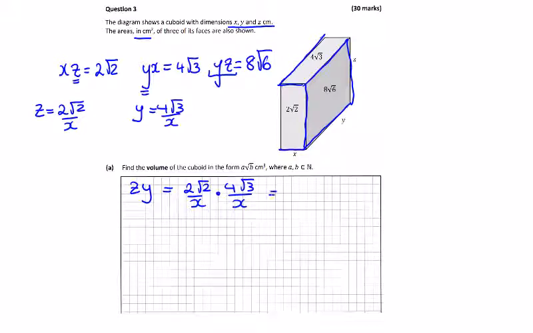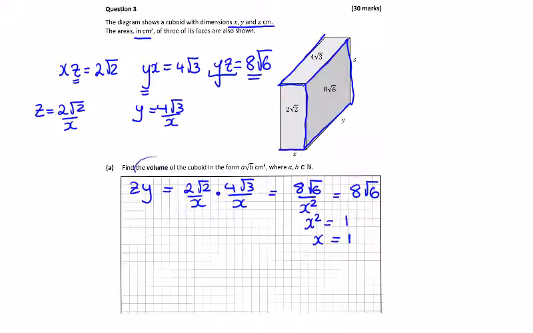So zy becomes 2 root 2 over x times 4 root 3 over x. The top is going to become 8 root 6. Your calculator will do it for you if you're not brilliant at surds. So 8 root 6 over x squared has to be equal to yz, which is also 8 root 6. And for that to be equal to 8 root 6, x squared would have to be equal to 1. And x in this case would just have to be positive. x is equal to 1.